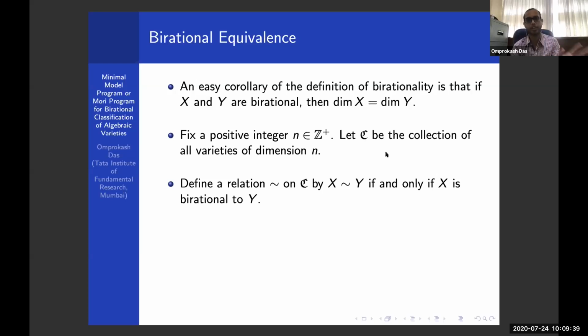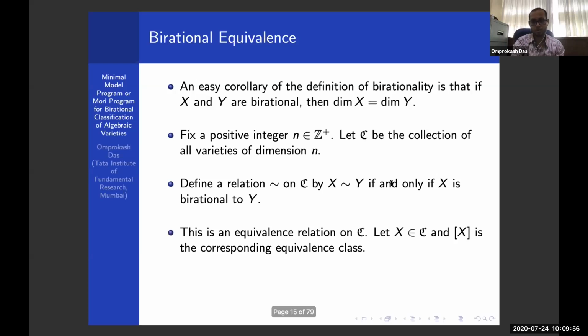So that's why you're collecting all varieties of the same dimension in the collection C. And then within that collection, define a birational relation x to y. So we say two varieties are related by tilde if and only if they're birational to each other. Now you can actually show that this is an equivalence relation. It's not really hard to see. x is of course birational to itself, and then it is symmetric and it is transitive. So it's an equivalence relation.